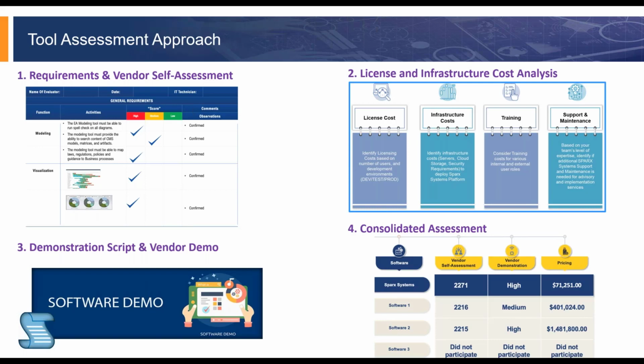This is an example of the consolidated assessment provided to the client that shows the overall score from the assessment, the rating based on demonstration results and viewer feedback, and finally, the cost analysis. As you can see, we did not provide the actual vendor names to protect possibly sensitive information. However, Sparx Systems was the top-rated software in all 3 categories: highest score on self-assessment, rated high based on the customer reviews, and finally, the pricing was the most cost advantageous for the government.